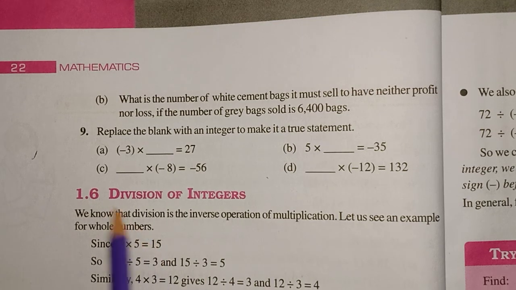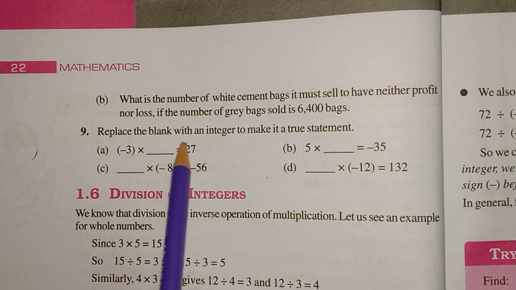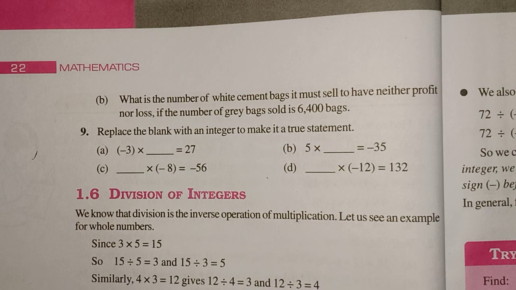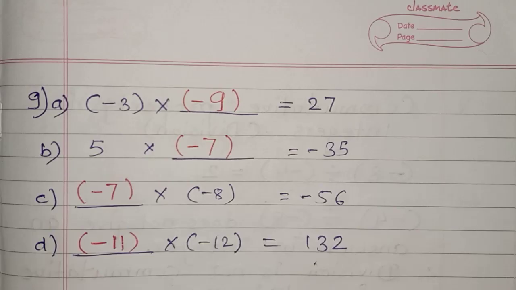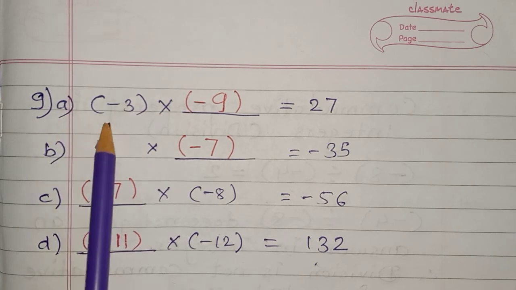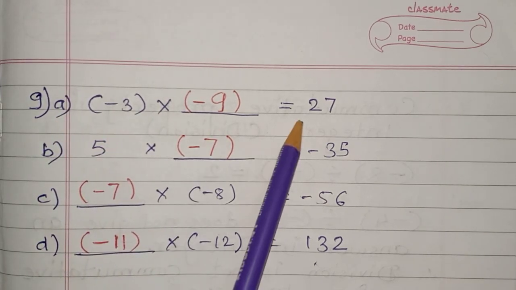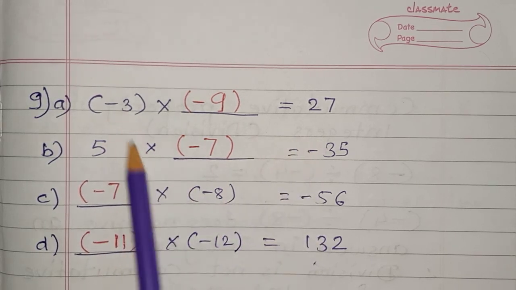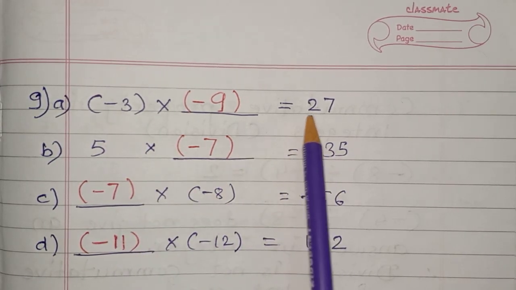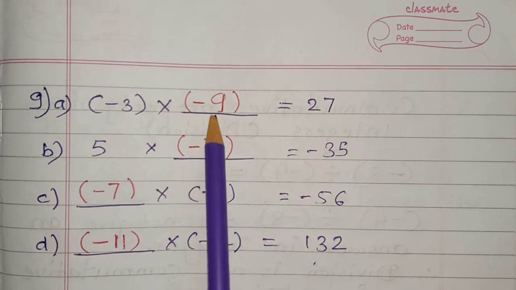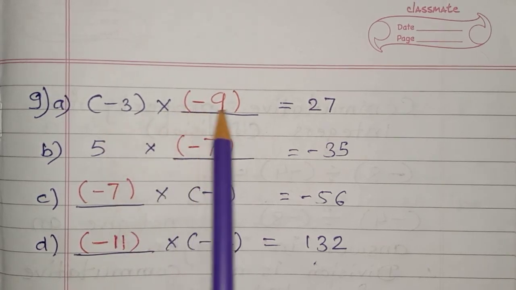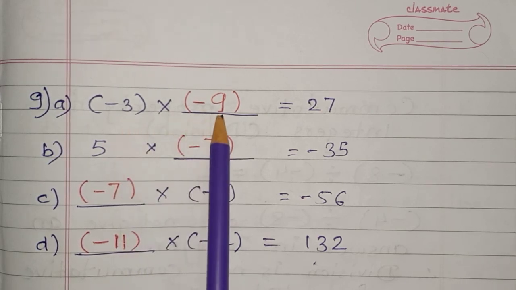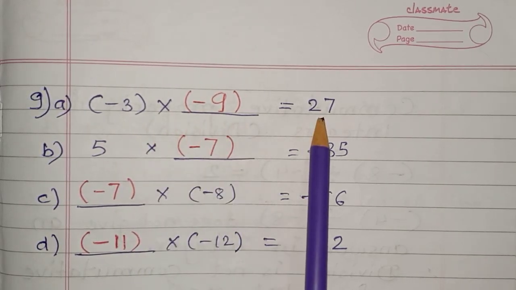Now the last question, number 9. Replace the blank with an integer to make it a true statement. So here it is. My first question: minus 3 into what will give the answer 27? Since this number is negative, my answer is positive, so I should get a negative number here, because negative into negative gives the answer positive. So 3 multiplied by 9, 3 9s are 27.